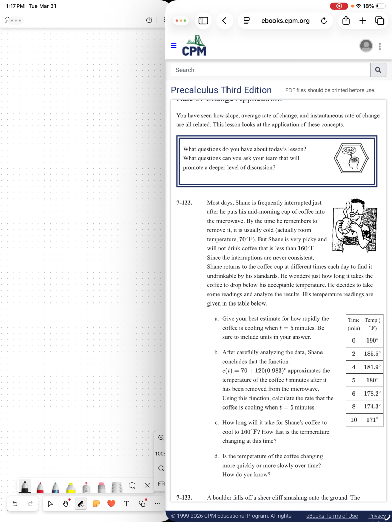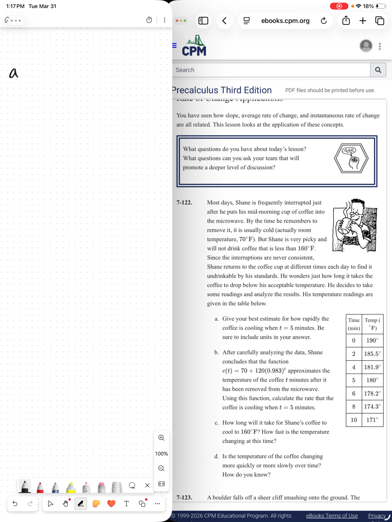Give your estimate for how rapidly the coffee is cooling when T equals 5 minutes. Well, if you look, 5 degrees, 4 degrees, maybe 1 degree. So probably, if we're looking at an estimate there, maybe 1 degree per minute at that point.